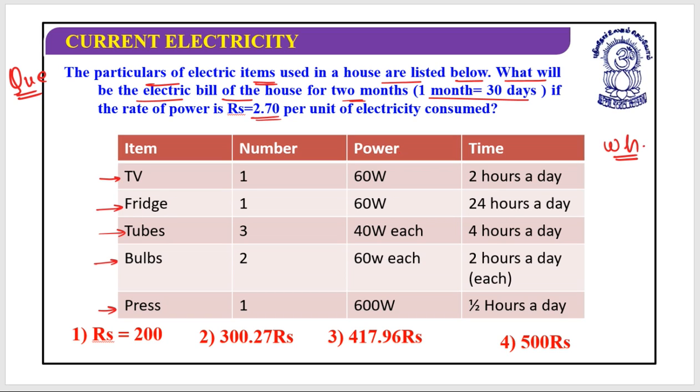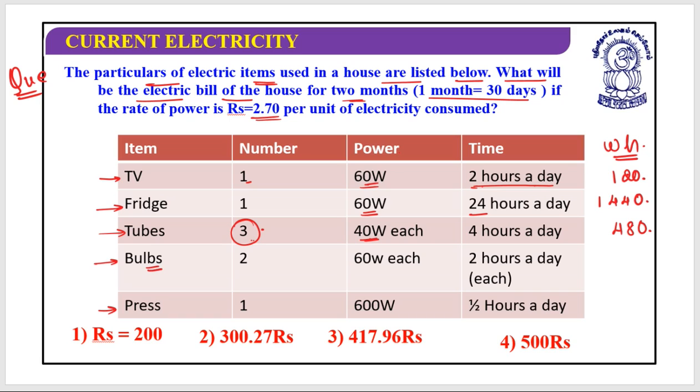Over here, the television set is a single unit, and it is used 2 hours a day. This is 60 watt, so 60 into 2 is 120. Next, this is 60 watt and 24 hours a day: 60 times 24 is 1440 watt into hour. Then 40 watt each, and 3 tube lights are there. So 3 times 40 is 120, and 120 times 4 is 480 watt into hour.